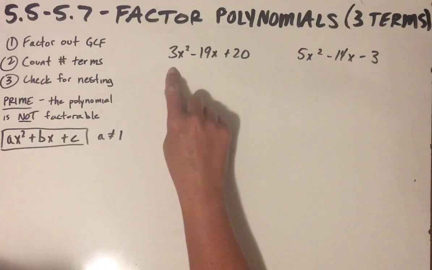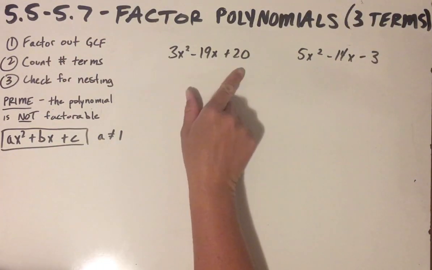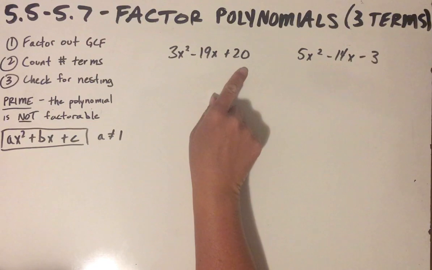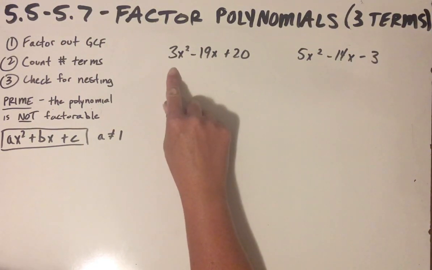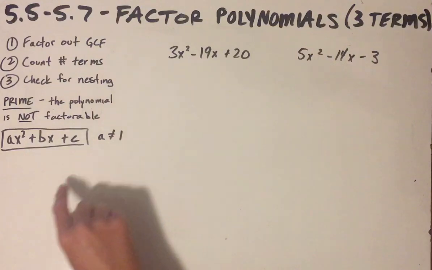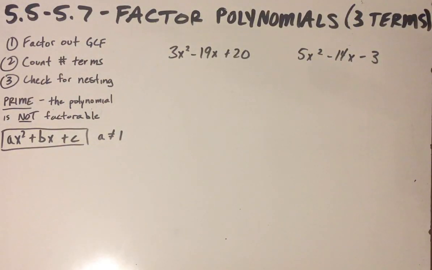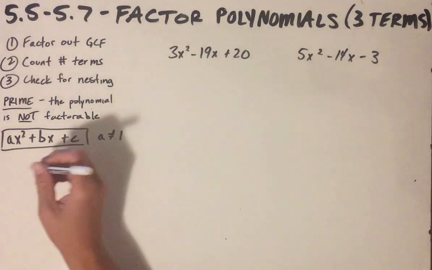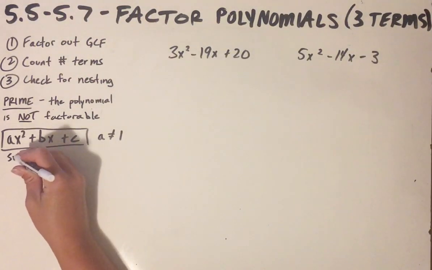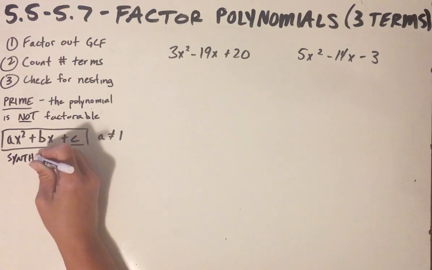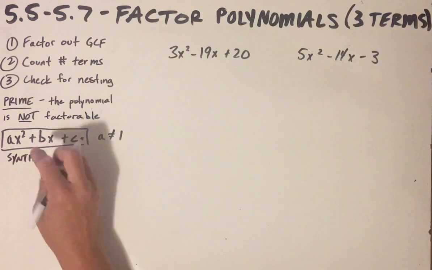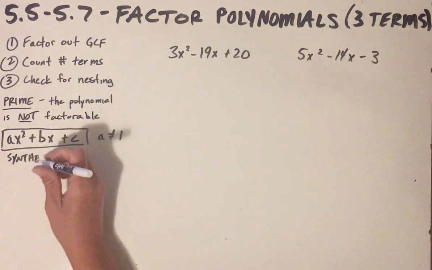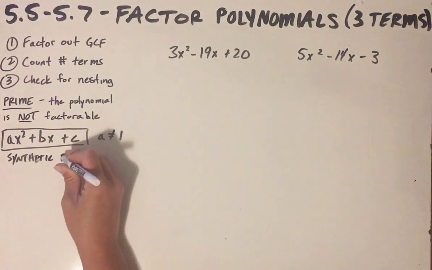So I'm looking right here and I go, 3, 19, and 20, they have nothing in common. I'm going to count the terms. I have 1, 2, 3 terms, but this coefficient is not 1, so I can't use hippobuts. Because it's not 1 and this is not a GCF, then I'm going to have to use a different method, and this method is called synthetic factoring. Okay, synthetic factoring.